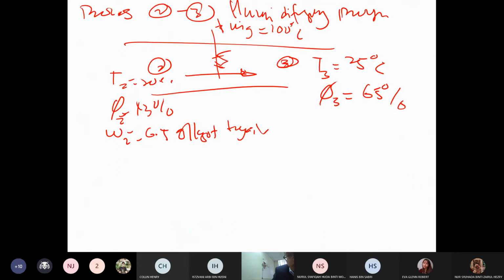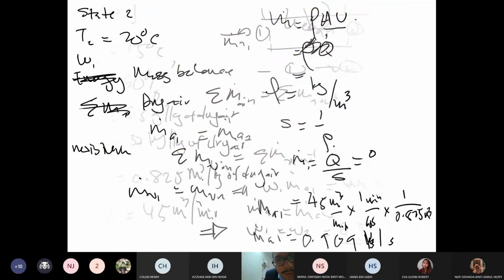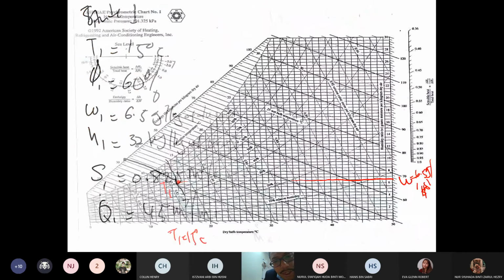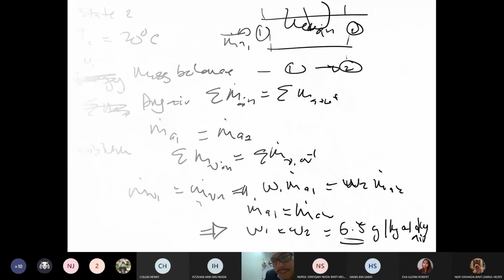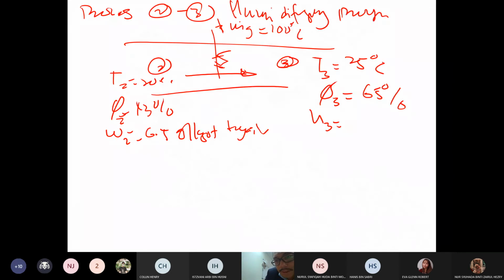Okay. So from the psychrometric chart, H3 is equal to 70, no, 60 and 13.5. 60 kilojoule per kilogram of dry air, and omega 3 is equal to 13.5 gram per kilogram of dry air.